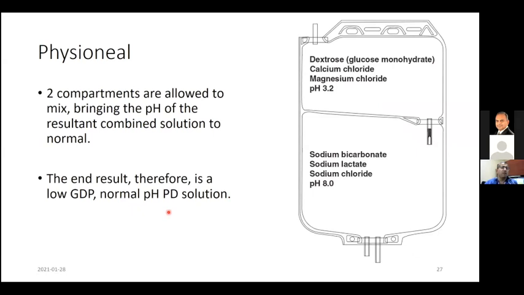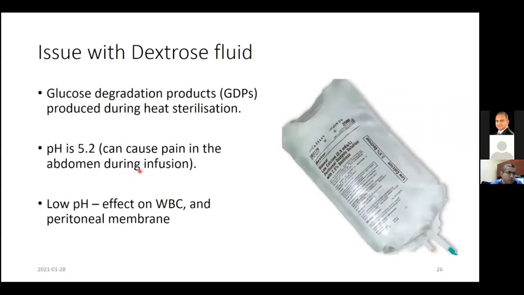Okay, so let's try to get out the pH equation. Baxter came up with this new Physioneal bag, which has been there for the last 20, 25, 30 years. The problem with the Dianeal bag was that you cannot sterilize the glucose. If you sterilize the glucose, you'll get caramelization of the glucose and additional products, and that causes the harm.